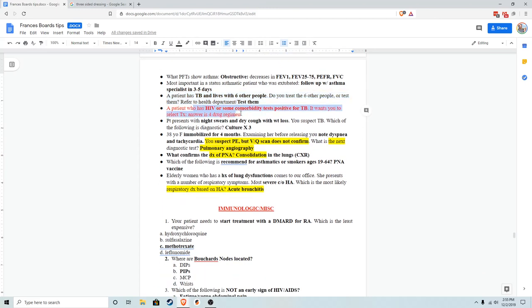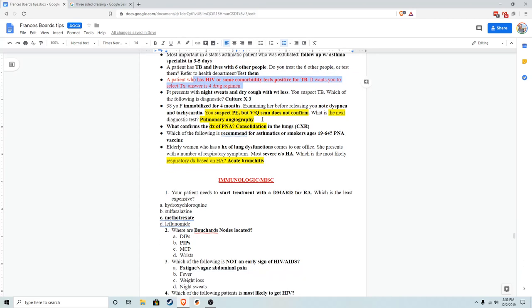If someone has HIV and is positive for TB, what do you do? You give the maximum drug regimen, because they're going to be very ineffective at fighting that off. And for TB, you have to culture times 3 with sputum cultures to be diagnostic. Though you would also give a PPD, and if that's positive, that's also diagnostic as well.